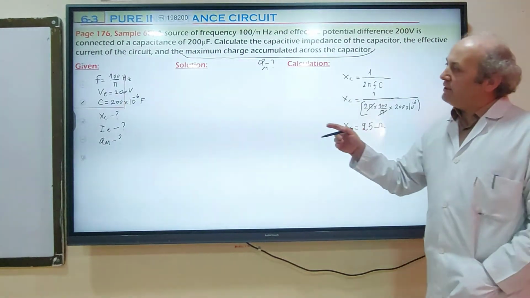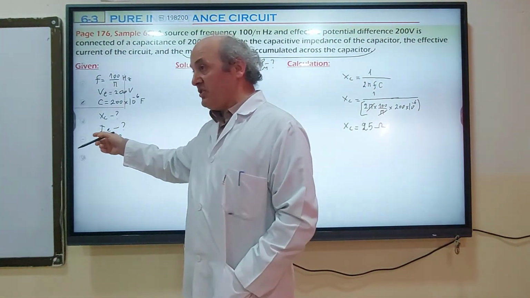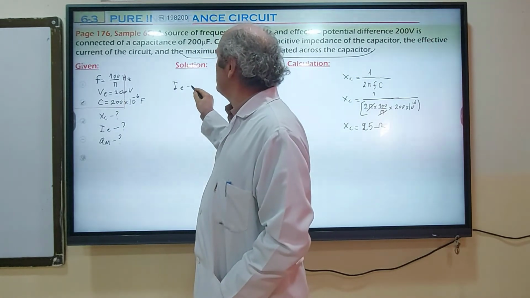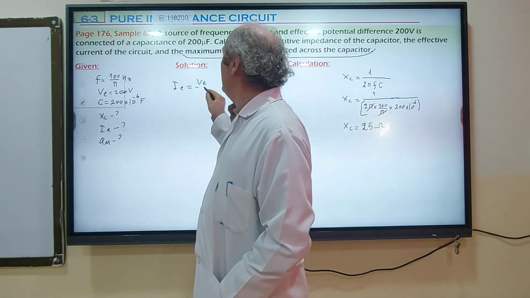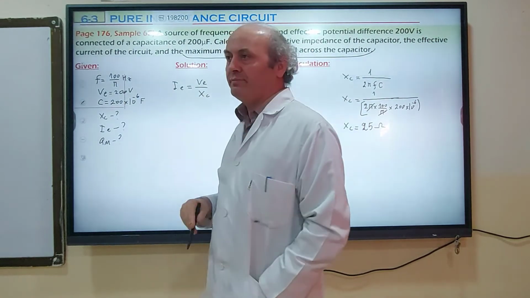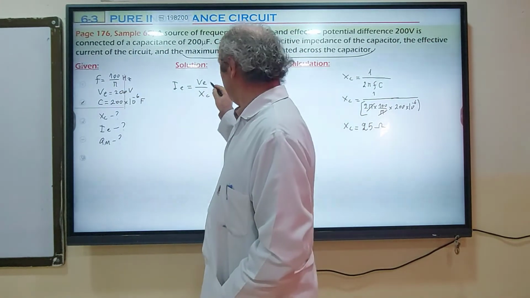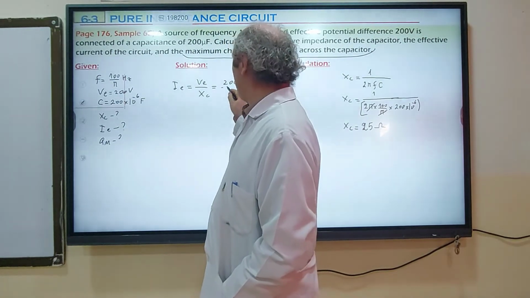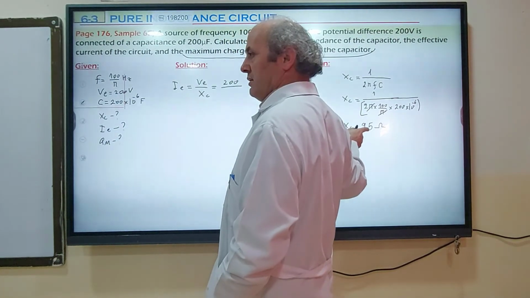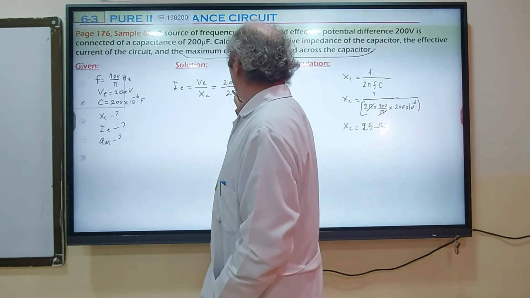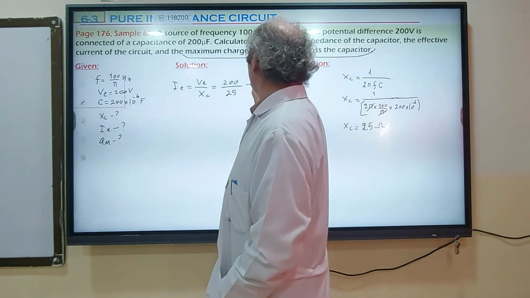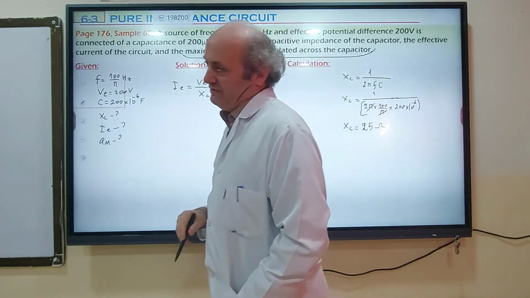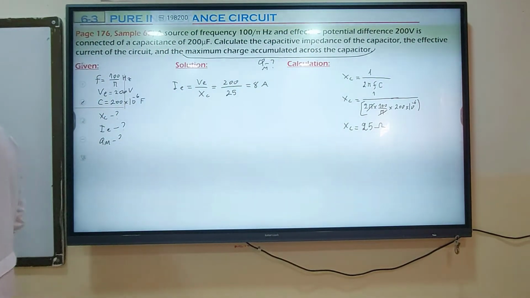Now let's calculate IE, which is easy. We can use Ohm's law. IE is equal to VE divided by XC. The effective potential difference is 200, divided by XC, which we calculated as 25 ohm. So the answer is going to be 8 ampere, the effective current of the capacitor. Okay.